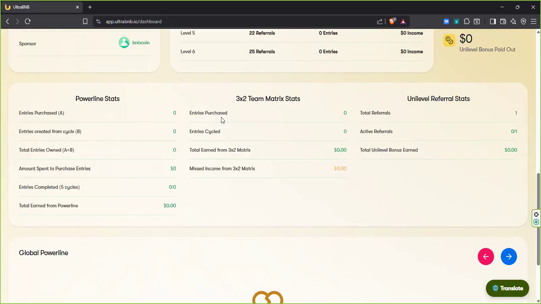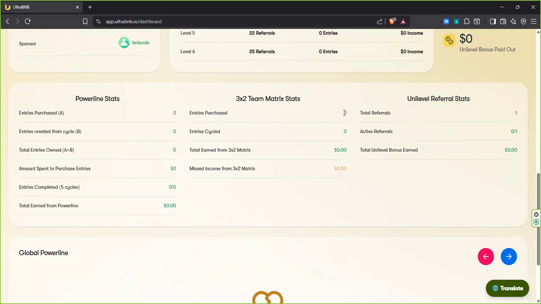So here, we're going to see the entries purchased. Basically, like I said, when you make an entry purchase worth $25, which is one entry, it will simultaneously create both the Power Line and the 3x2 team build network for you. So you'll have it recorded here as entries purchased 1.